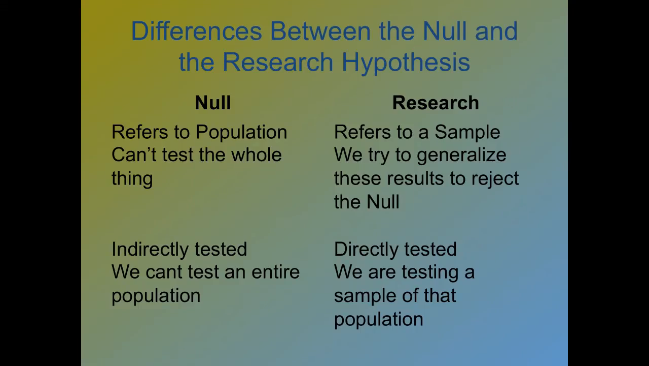Now, just to reiterate a little bit, a null hypothesis deals with populations, right? But in reality, we cannot test the population, but we can infer after testing that, if our sample was representative, we suspect that within the population something similar is happening, right? So the null always deals with population, whereas the research usually deals with a sample.